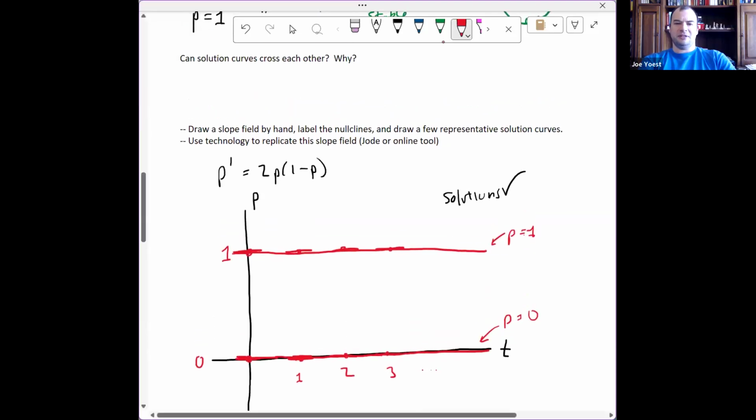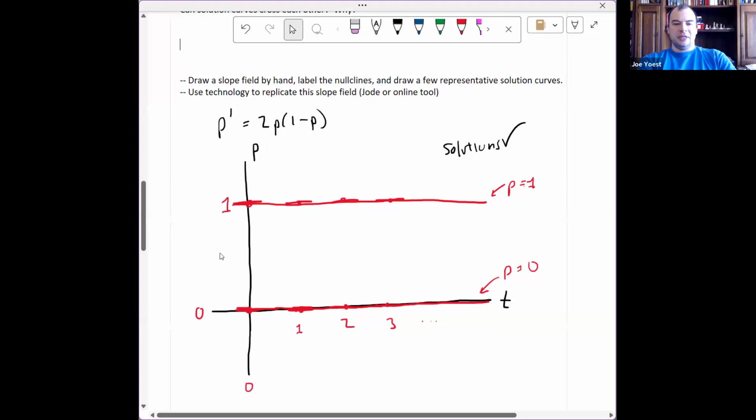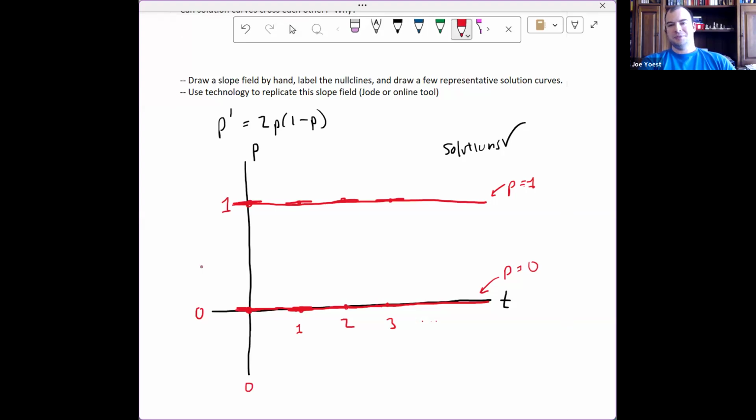And by our kind of not very good argument back here, can the solutions cross each other? No. Any of our other solutions should not cross either of these equilibrium solutions. These two red lines, p equals 0, p equals 1, are legitimately solutions to our differential equation. None of our other solutions we're going to draw in should cross either of these.